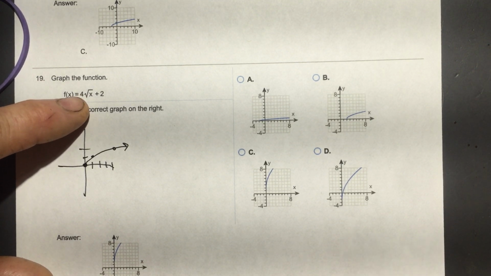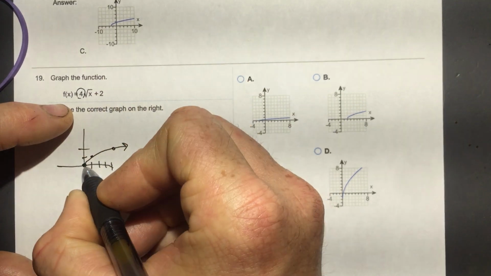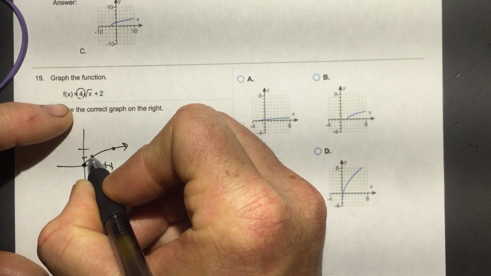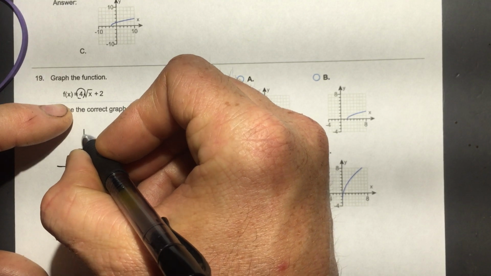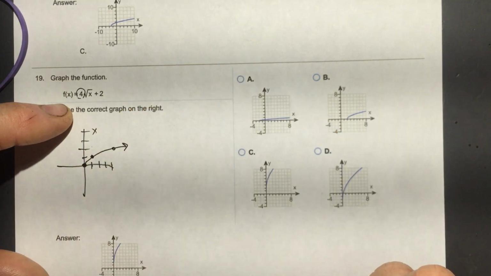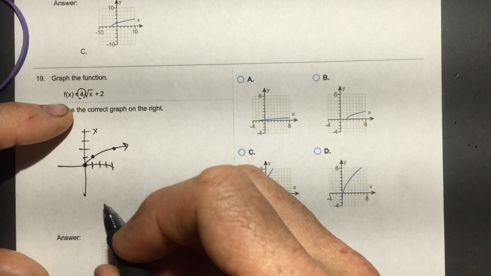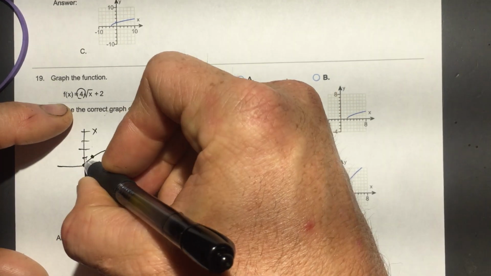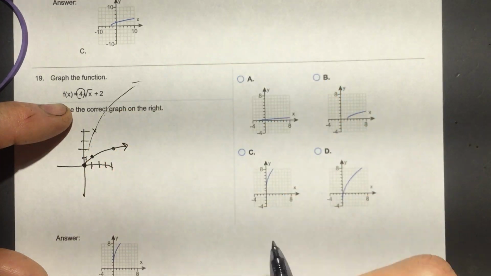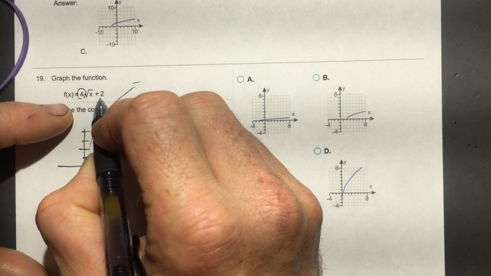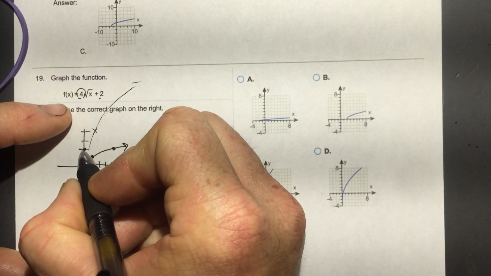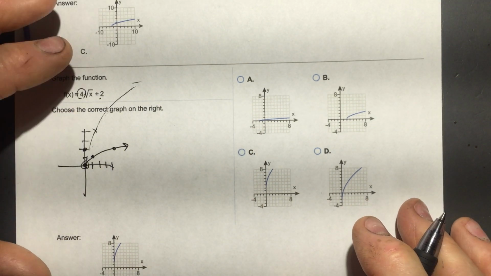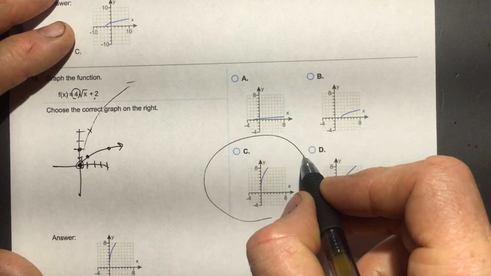All right, this has a stretch of 4, which means when I go over 1, usually I go up 1. But that's going to stretch it. It's going to make it go up 1, 2, 3. It's going to make it go way up to here, which is going to make it do something kind of like this. Okay, but then I got this +2, which is going to shift it up 2. So instead of starting here, it's going to shift up 2 and start there. Okay, it looks like C.